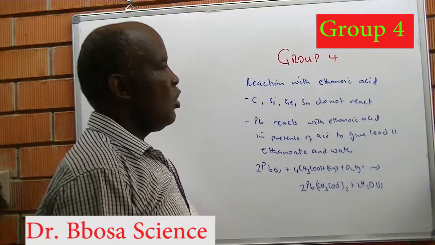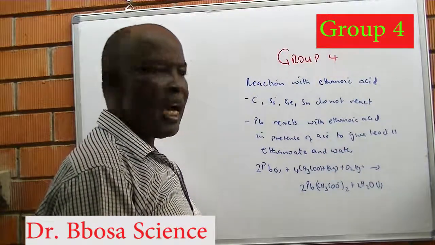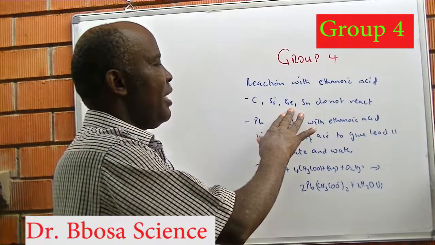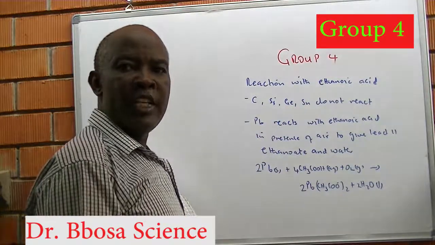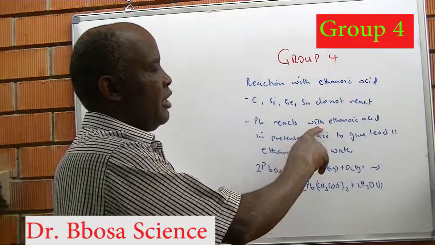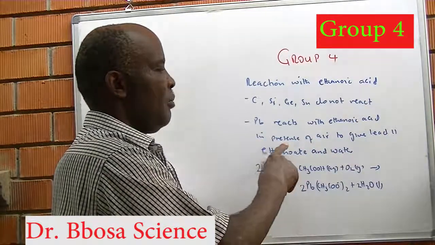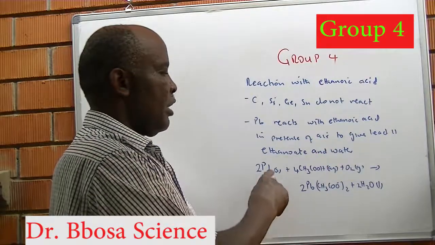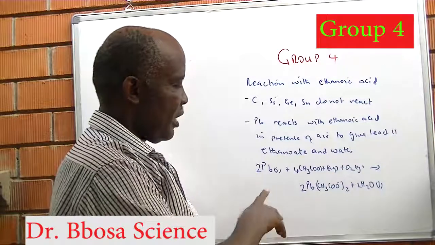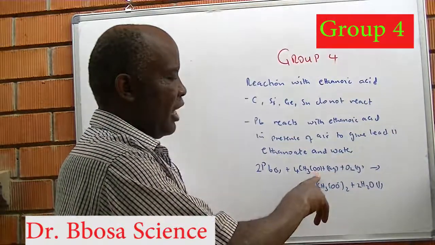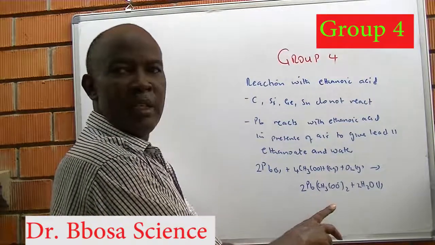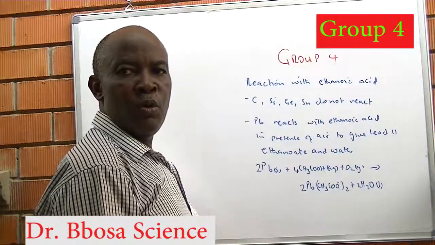Reaction with ethanoic acid. Carbon, silicon, germanium, tin don't react with ethanoic acid. Lead reacts with ethanoic acid in the presence of air to give lead(II) ethanoate and water. So lead plus ethanoic acid plus oxygen, you get lead(II) ethanoate plus water.